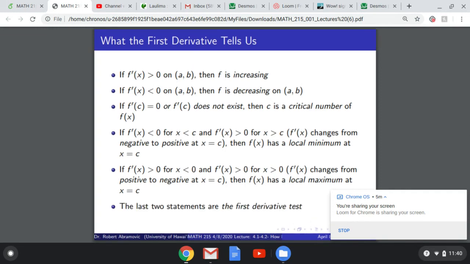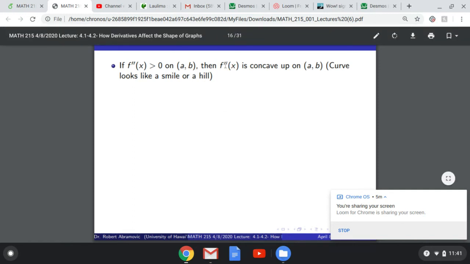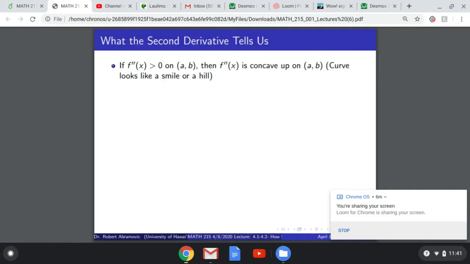The last two statements are called the first derivative test. Here's what the second derivative test tells us. If the second derivative f double prime of x is positive on an interval, then f of x is concave up on the interval. That means the graph of y equals f of x looks like a smile. If f double prime of x is less than 0 on a to b, then f of x is concave down, which means the curve looks like a hill or a frown.